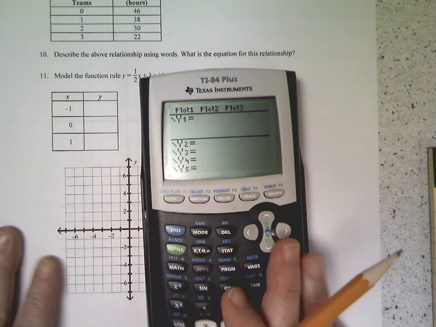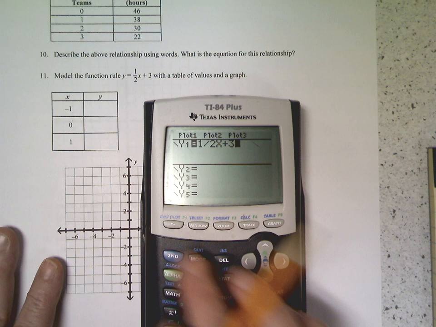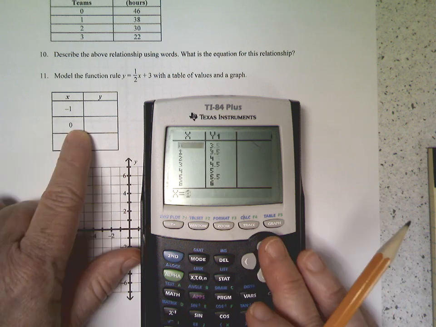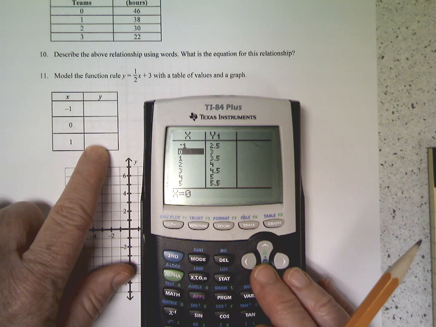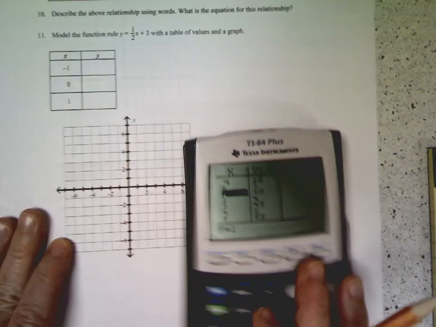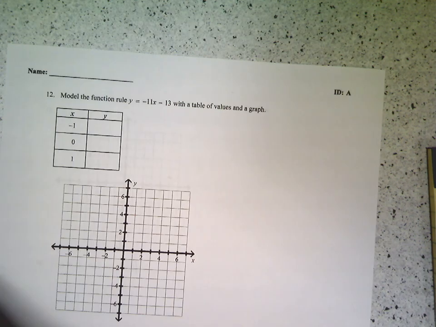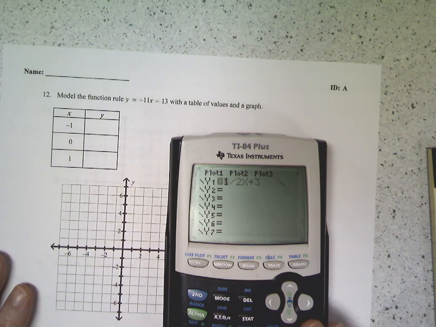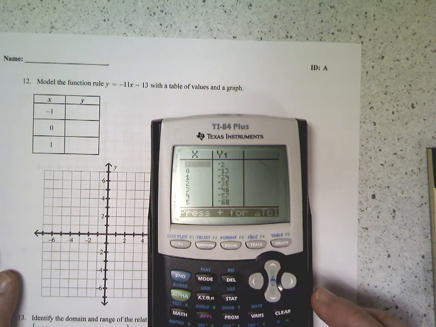Go to y equals, put in 1/2 x plus 3. Go to the table, record your values for -1, for 0, and for 1. Then graph, and your graph should look like this. Model this function rule with a graph and table. So we're going to enter -11x minus 13.